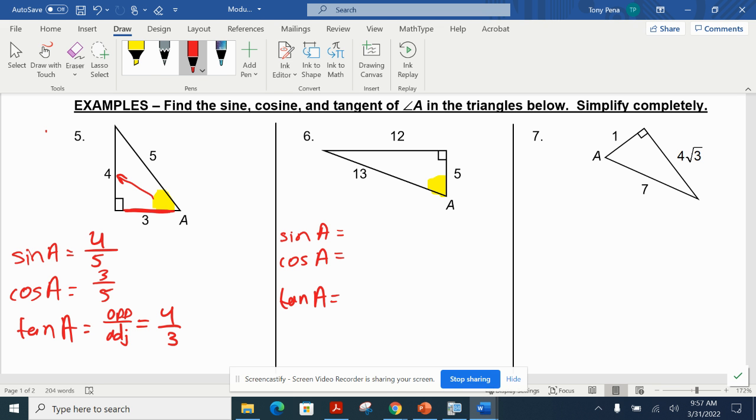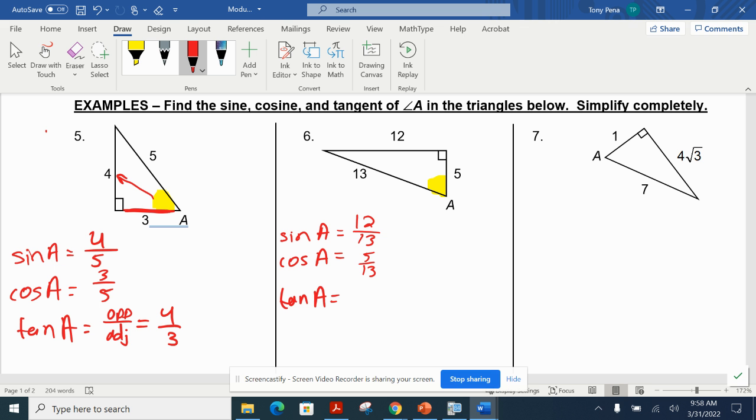Myrna. What do you got, Myrna? Good. Opposite side is 12. And then the hypotenuse is a 13. So 12 over 13. Okay. Cosine of angle A. Zaria. We're on a hot streak, Zaria. Don't let me down. Okay. I put that also. So 5 over 13. Angle A is here. The adjacent side is the 5. The hypotenuse is a 13. All right. So far, so good.